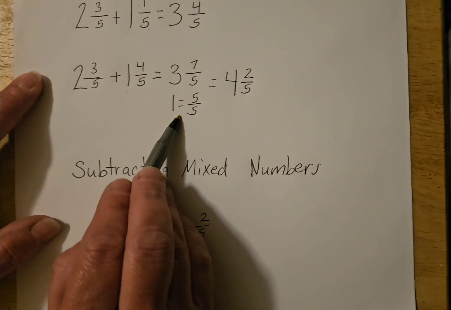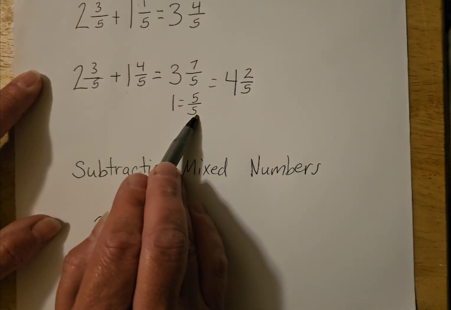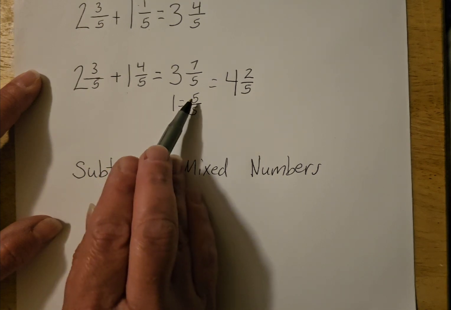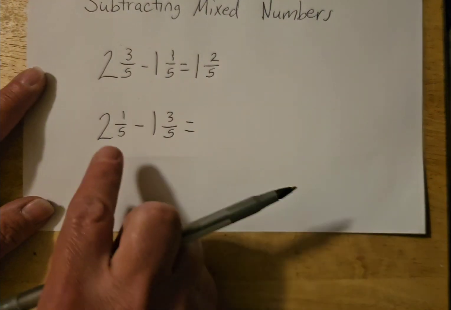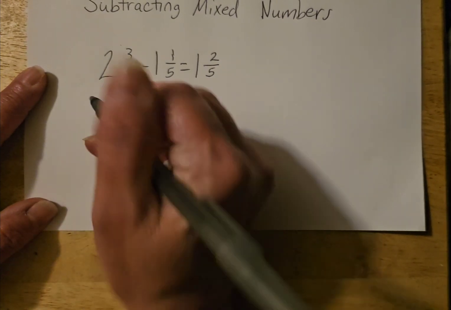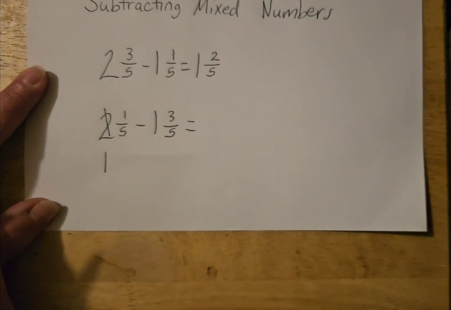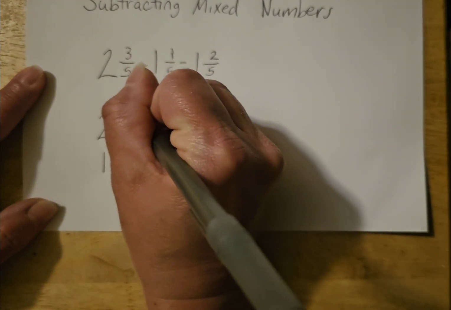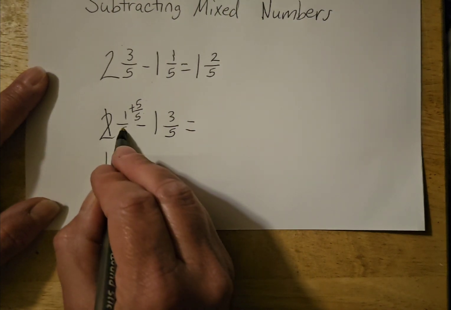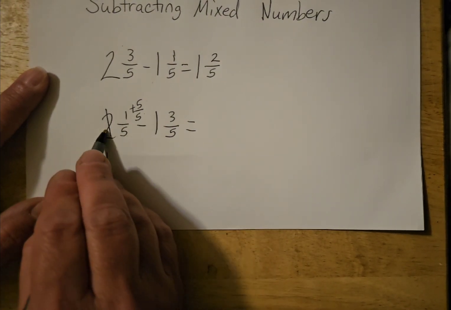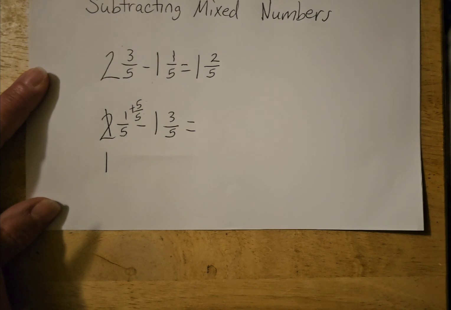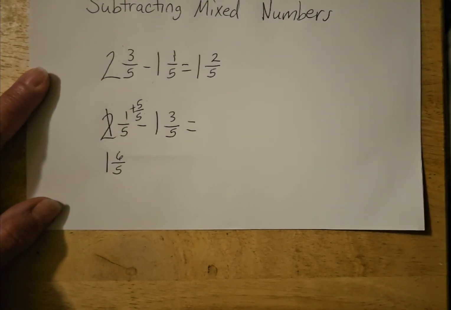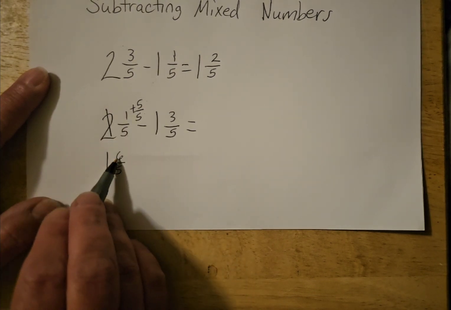So remember we talked about with fifths, that whole is 5 fifths. If it's 8, that whole would be 8 eighths. If it's thirds, that whole would be 3 thirds. So this one, your whole is 5 fifths. So this is going to become a 1 because that's who I'm borrowing from. And I'm going to add a 5 fifths to this 1 fifth because that whole that I borrowed becomes this. So now this becomes 1 and 6 fifths. So 2 and 1 fifth is equivalent to 1 and 6 fifths.